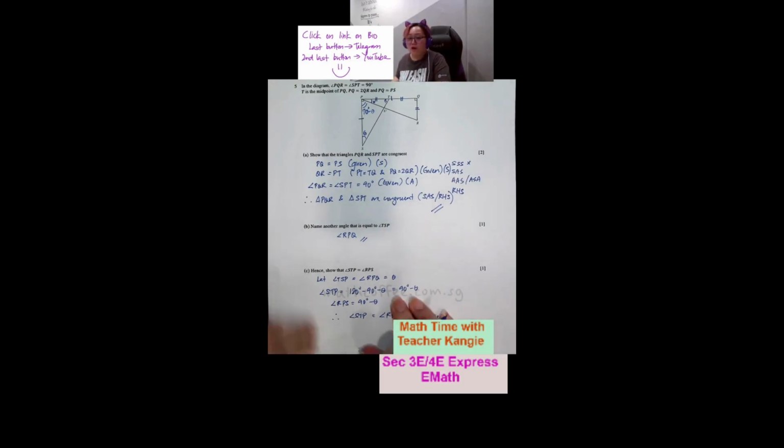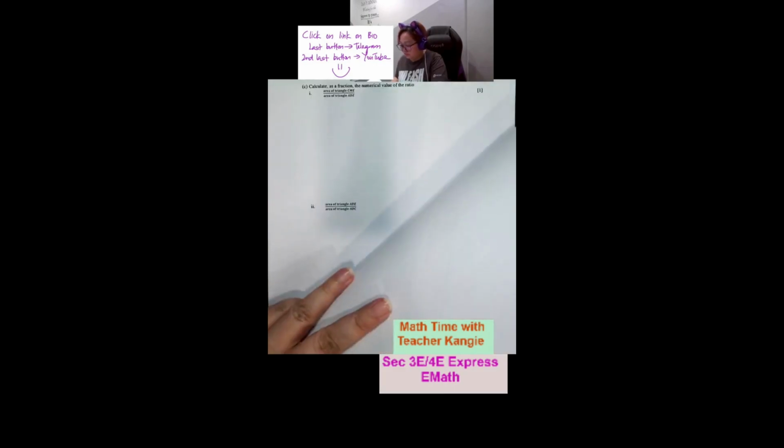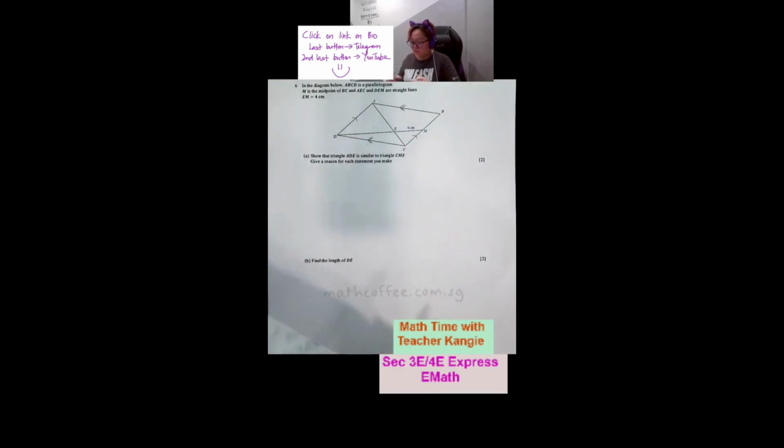Okay, let's move on to question number 6. This one I have to prove for similarity. So far, I've shown you how to prove congruent triangles. I haven't proved a similarity, right? So this is one question that shows proving of similarity.